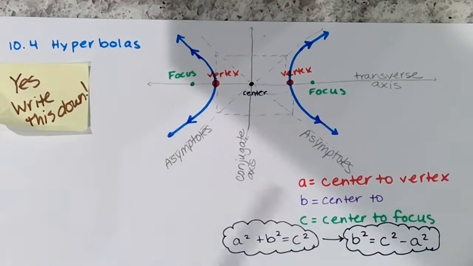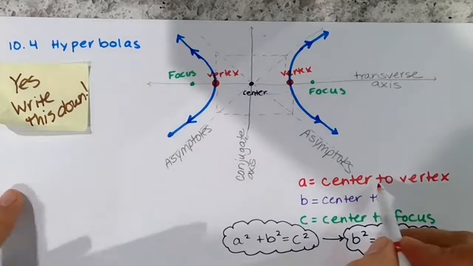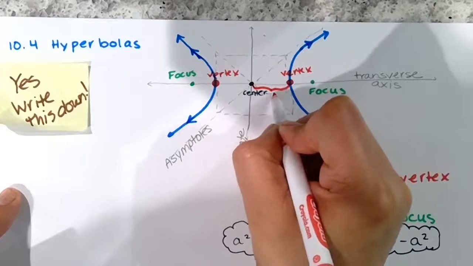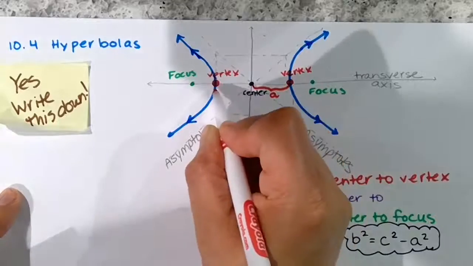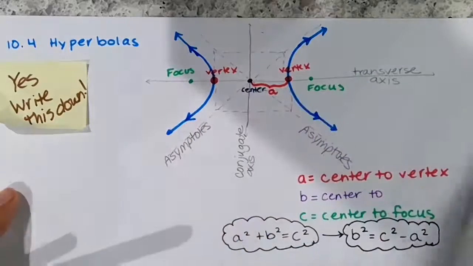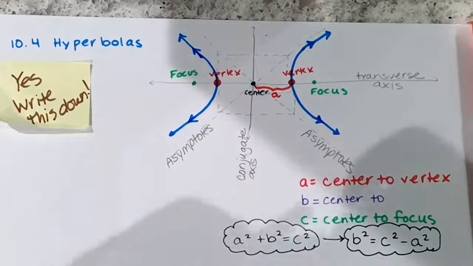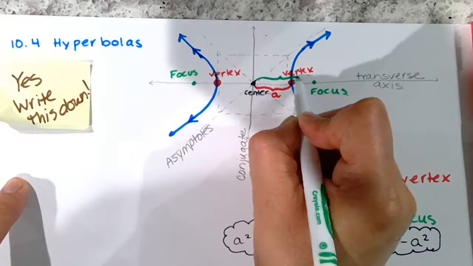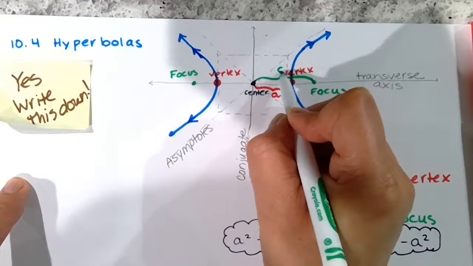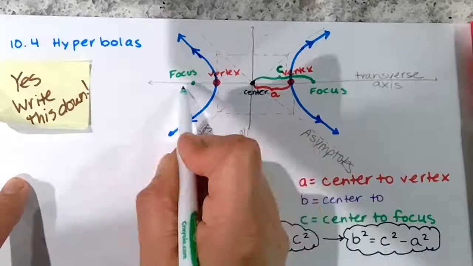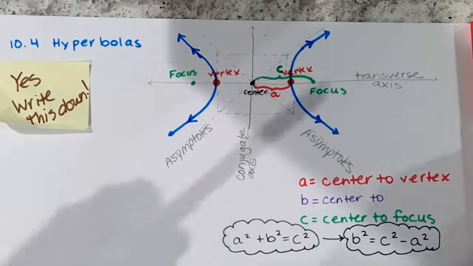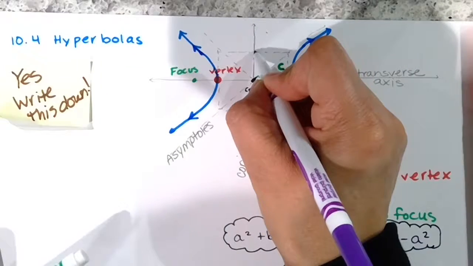All right, so now to discuss your A, B, and C value. Well, the A value is from your center to your vertex. So this distance right here is your A value. So A value here, A value there, from the center to your vertex. Your C value is from your center to your focus point. So that's your C value right there, C value right there. The B value is from the center to this point right here.